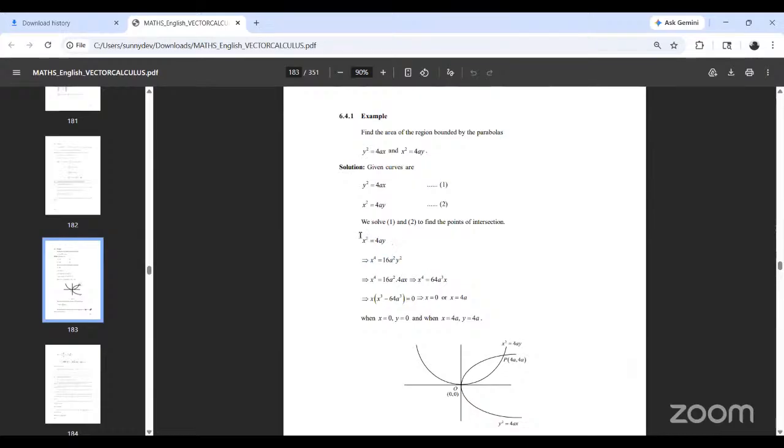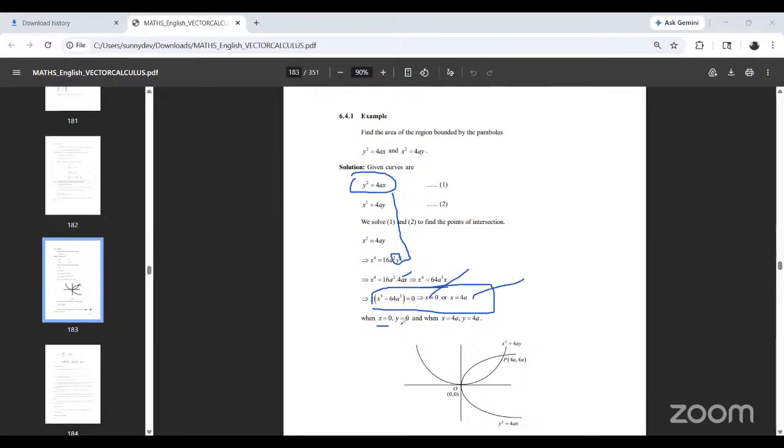If we square both sides, then we are getting x power of 4 equals 16 a square y square. But y square equal to 4ax, no? So now you can substitute that y square equal to 4ax. So that becomes x power of 4 equals 64 a cube x. So after the simplification, we are getting x equal to 0 and x equal to 4a.